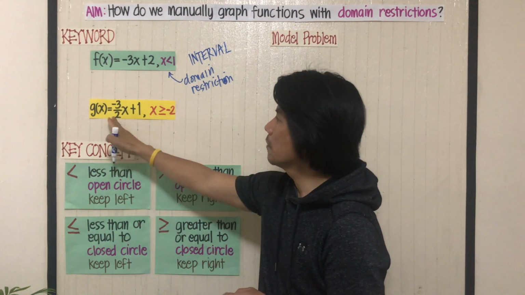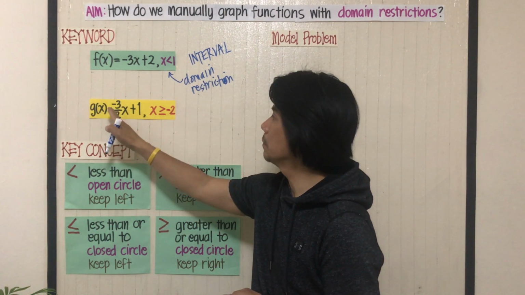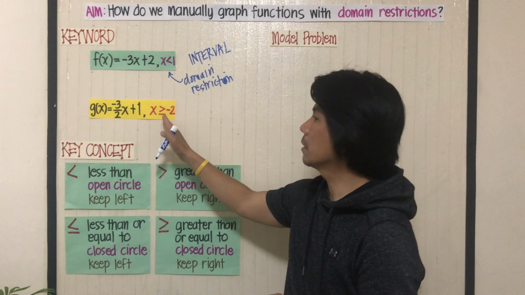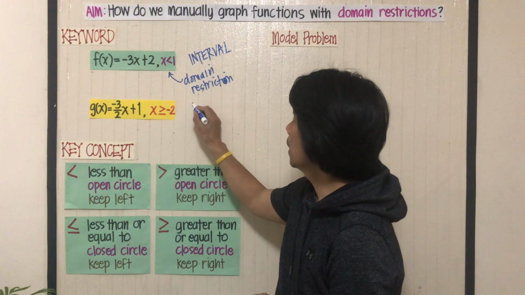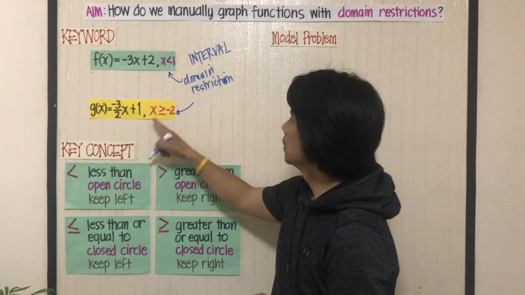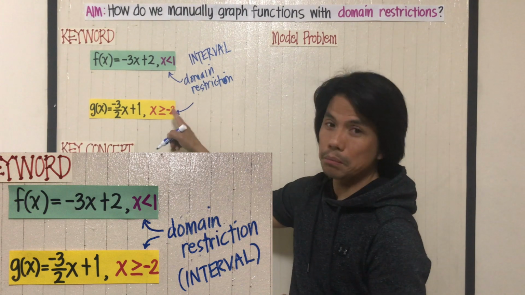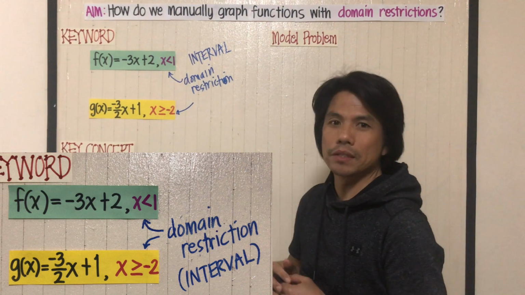And the second function, g of x, is equal to negative 3 over 2x plus 1, where x is greater than or equal to negative 2. And again, the black part is the function, and the purple or red part is the domain restriction, or the interval.